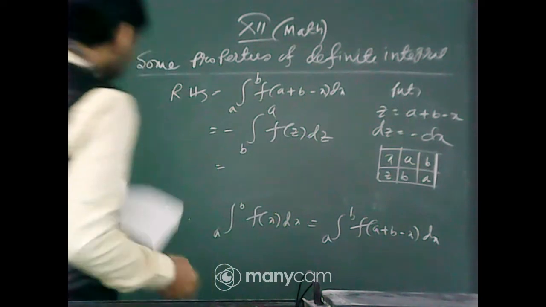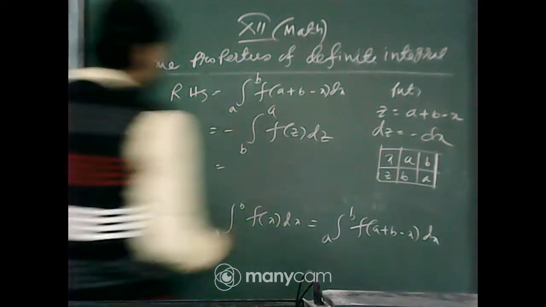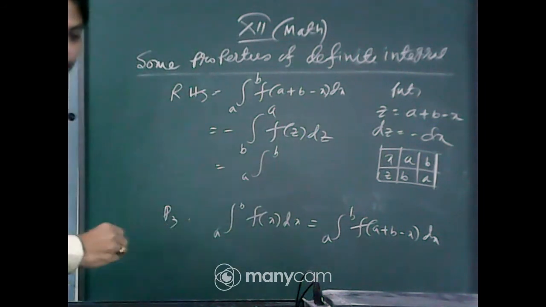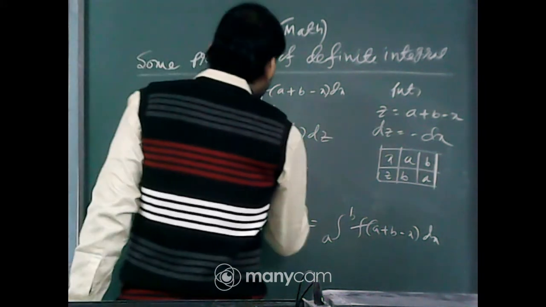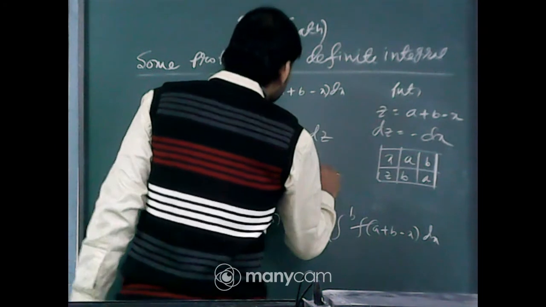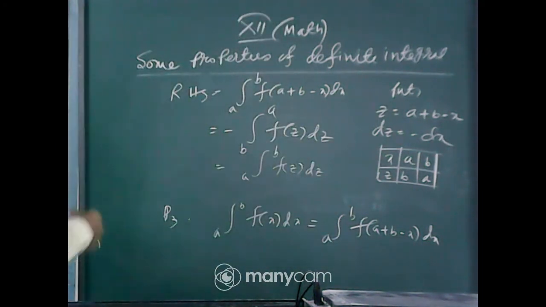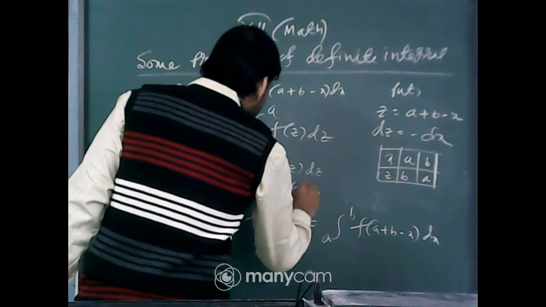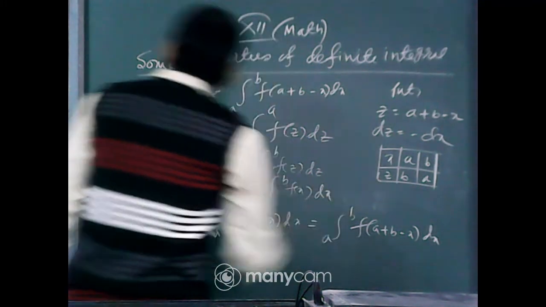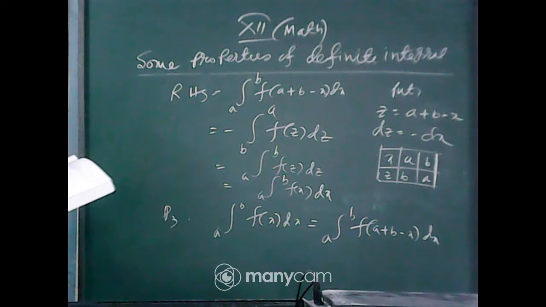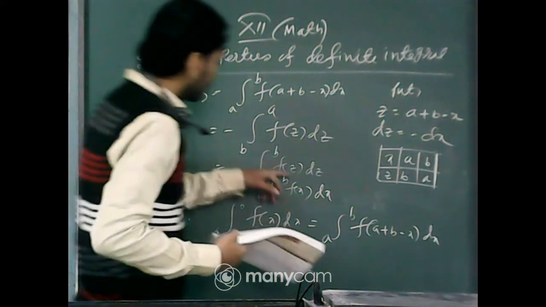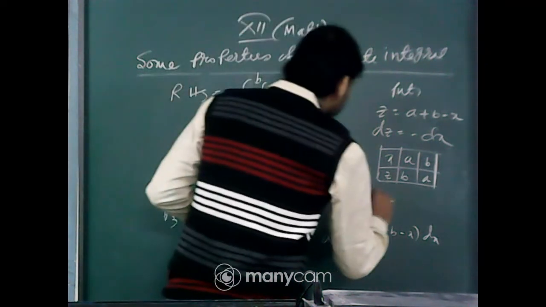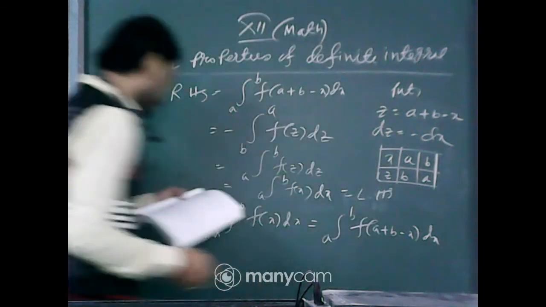Now from the property number P1, it will be integration a to b f(z) dz. Whenever the minus is included, the limits will be interchanged. That means it will be integration a to b f(x) dx from the property number P naught. The variable is changed here, z to x. That is our LHS. This is the proof of P3.